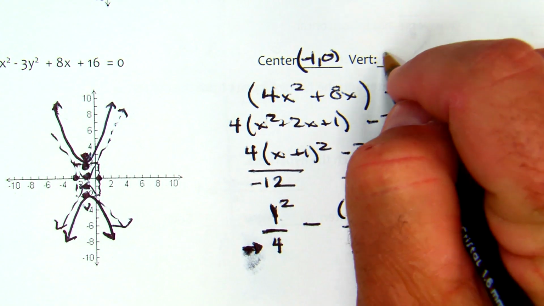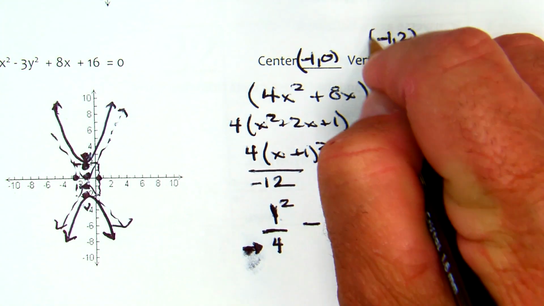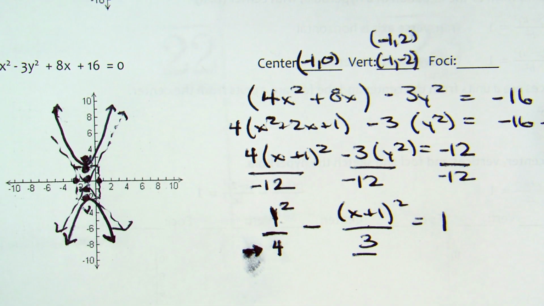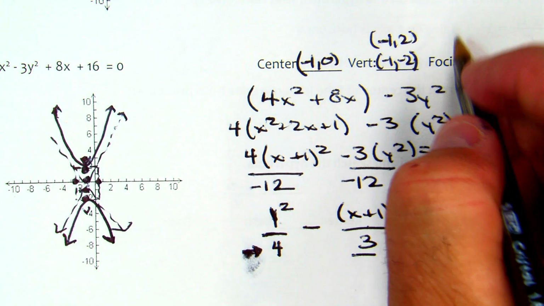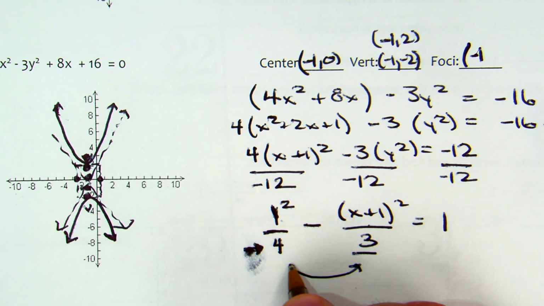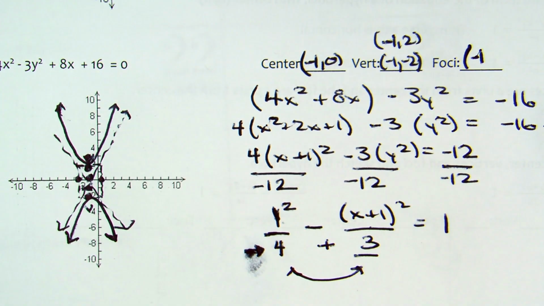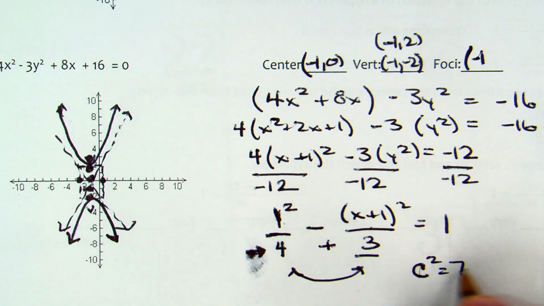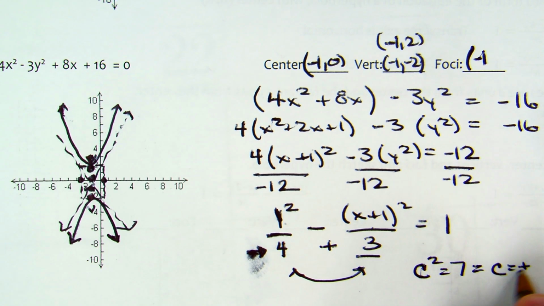So my vertices were at negative 1, 2, and negative 1, negative 2. What coordinate is the same for all of them? The x, which is what? Negative 1. So that's going to be the x coordinate of my foci. I'm then going to take my two denominators and add them. What's 4 plus 3? 7. God bless. That means c squared equals 7. So c equals plus minus square root of 7.